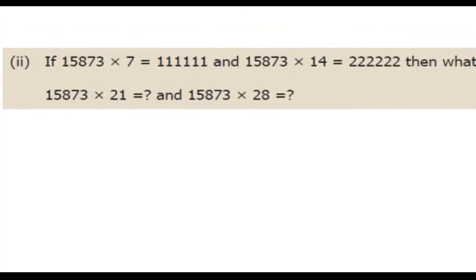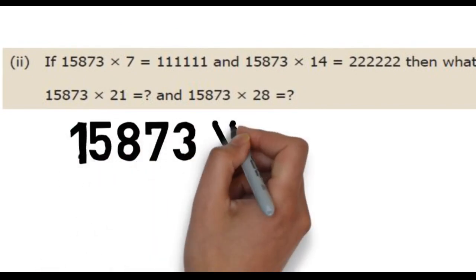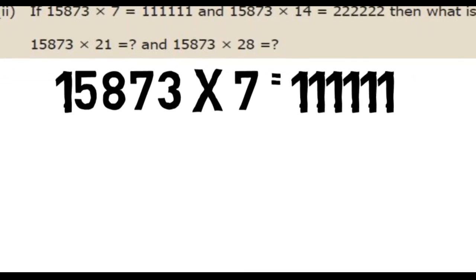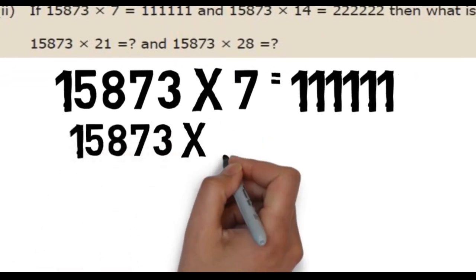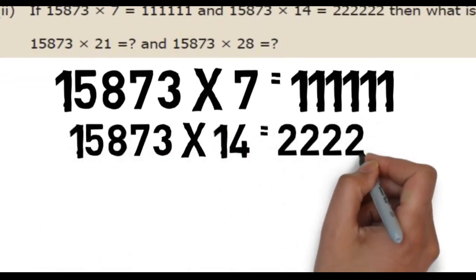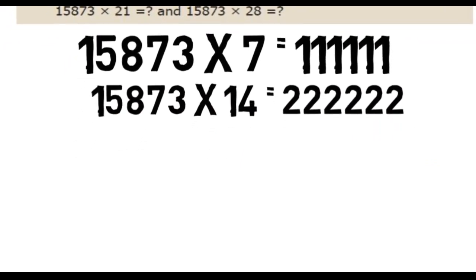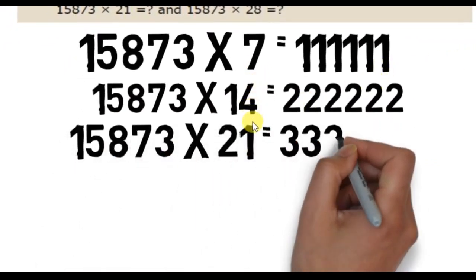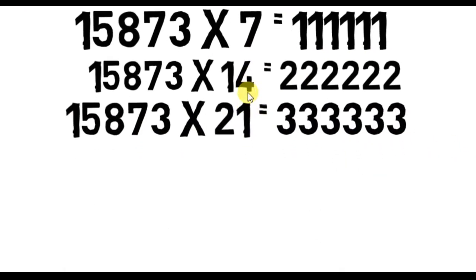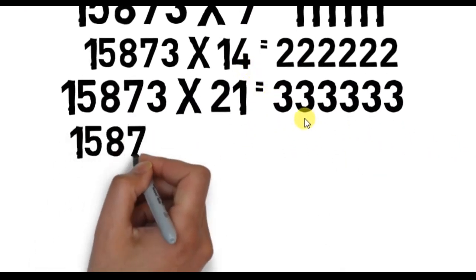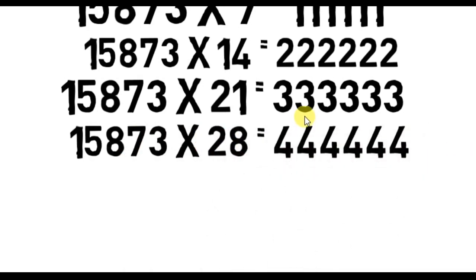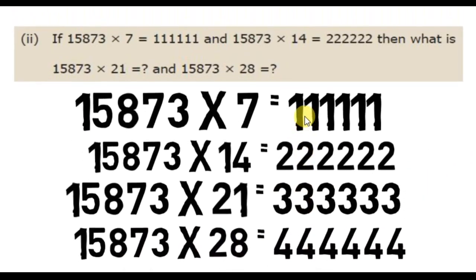Now you are going to see the next pattern: 15873 times 7 is equal to 111111, six ones. Then 15873 times 14 is equal to 222222, six twos. So the pattern is 7, 14, next 21. So 15873 times 21 is equal to 333333. Just multiply and follow the patterns.